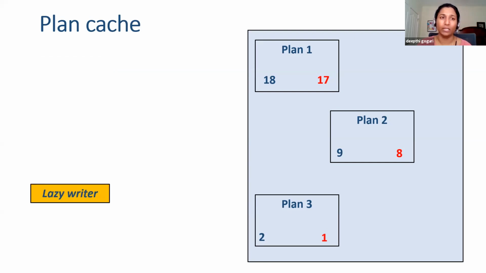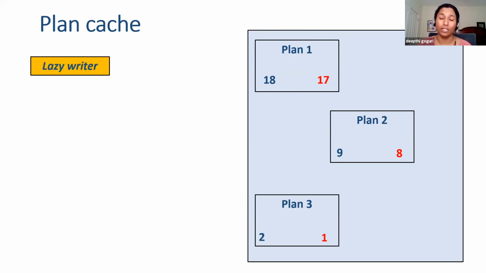In the very next minute, the lazy writer will kick in again to see if there are any least recently used execution plans. Here in our example, none of them will be used again. So it will decrement the complexity countdown value for plan 1 from 17 to 16, for plan 2 from 8 to 7, and for plan 3 from 1 to 0. Now, did you observe that the complexity countdown value for plan 3 has turned to 0? That means SQL Server should evict this plan out of the cache, right? But that is not what is going to happen.